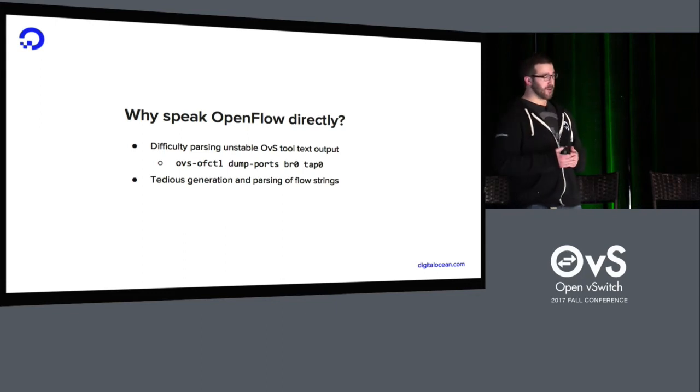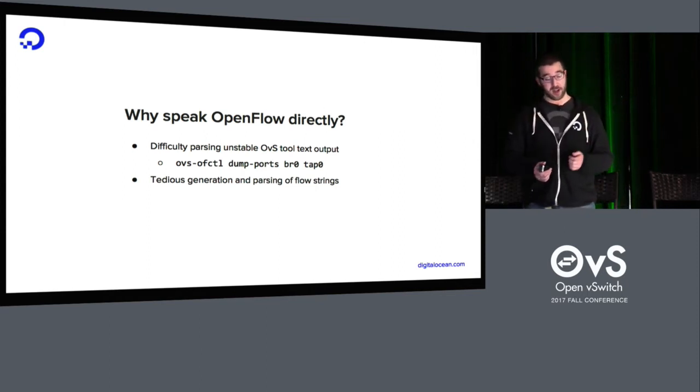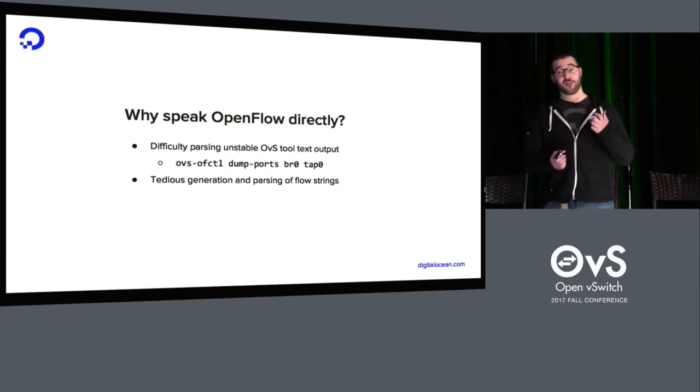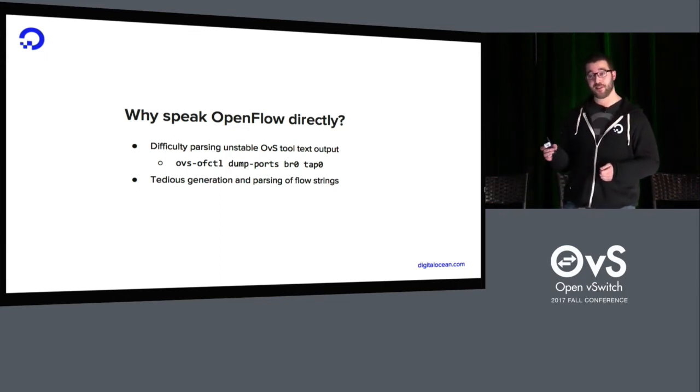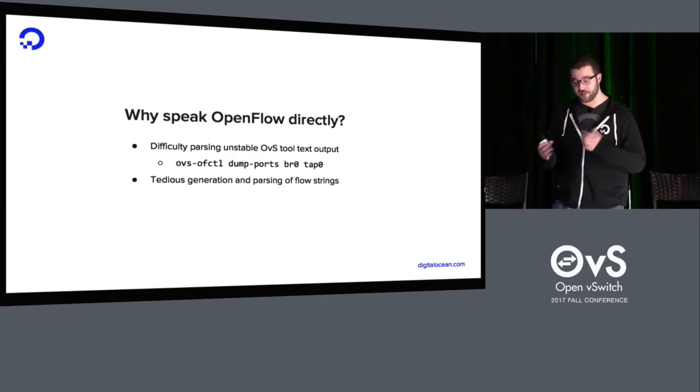And why speak OpenFlow directly? Well, we've had some difficulty parsing the unstable OVS tool text output, as you might imagine. In particular, this dump ports call is a little bit problematic. Although I understand in OVS 2.8, we can actually use port names directly instead of port numbers, which is going to be fantastic for us and save us a lot of effort. There's also some tedious generation and parsing of these flow strings in general. So we'd like to remove that and speak OpenFlow and use a more sane binary format.